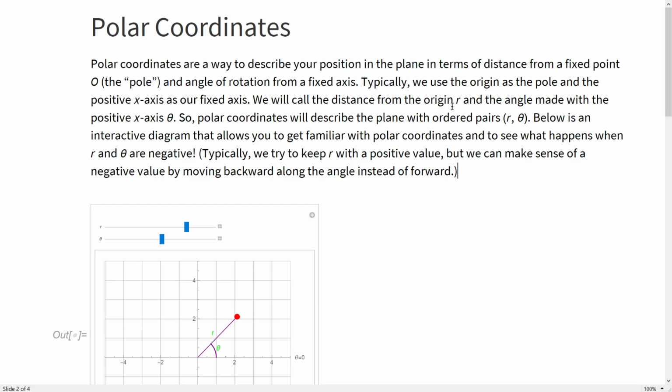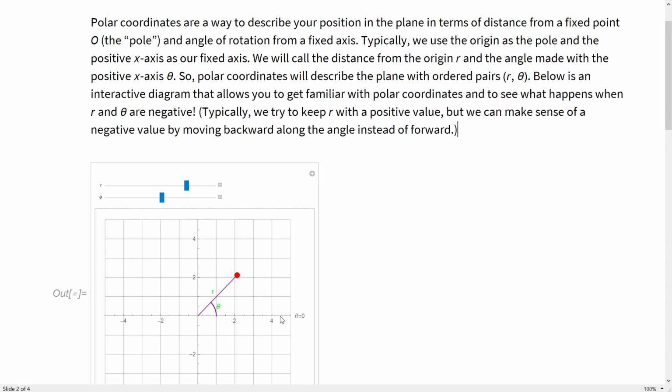Anyway, so what are these two numbers going to measure? Well, r is going to measure, say this is our position here, this red dot, how far away from the pole we are. In this case, in the standard form here, how far from the origin are we? And theta is going to measure how far from the positive x-axis we have rotated. So counterclockwise is positive theta values. Clockwise is negative theta values.